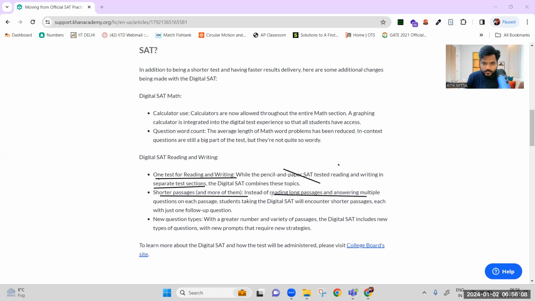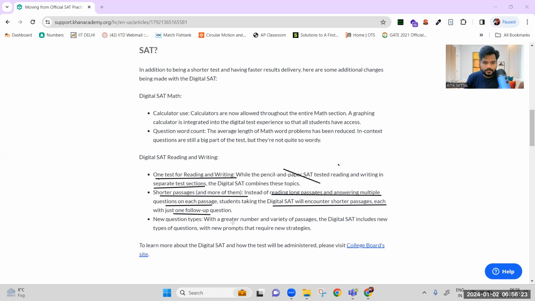So instead of reading long passages and answering multiple questions on each passage, now in the digital SAT a student will encounter shorter passages, and on each passage there will be one follow-up question. So there will be 2-3 lines of passage and you will get one question on it.